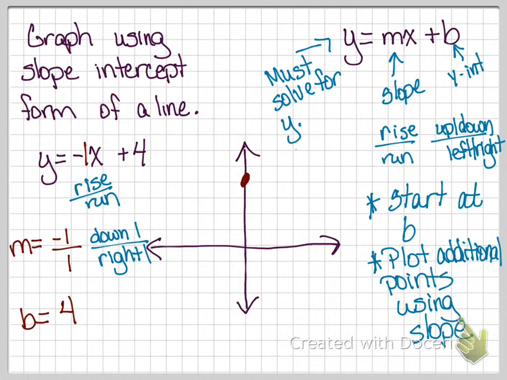So here I go. Down 1 to the right one. Okay, how many times can I do that? Infinity many times. I can keep going. Okay, I probably would not do that infinity times, but I could. So here are my points. I have to do it once because I've got to have 2 points to create a line. So this is graphing using slope-intercept form of a line.